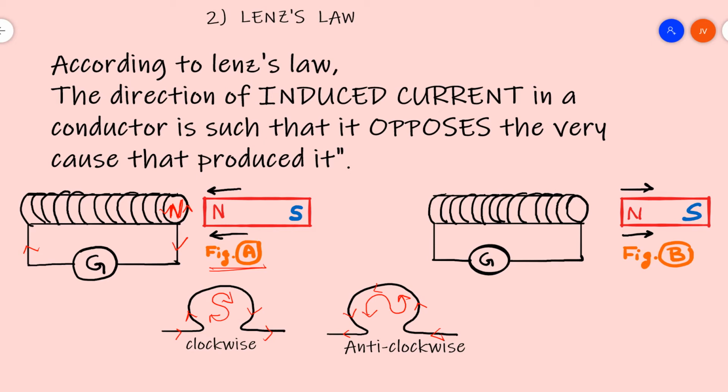Now look into figure B. Here the magnet is moving away. In figure A, the magnet was moving towards. So when the magnet was moving towards, instantly the loop acquires a north pole, so that there is a north pole opposition. They repel. According to Lenz's law, the direction of induced current in the loop will be such that it will oppose the cause that produces it. So in figure B, the magnet is moving away.